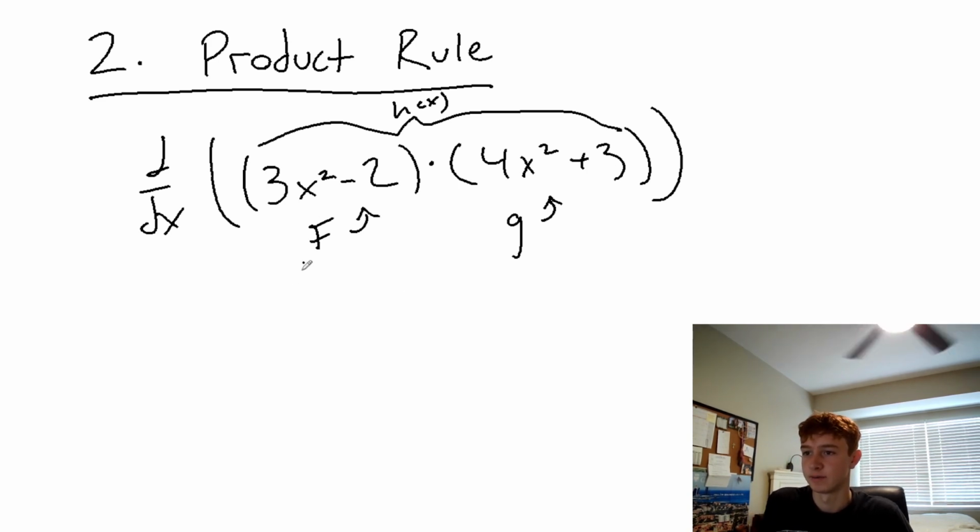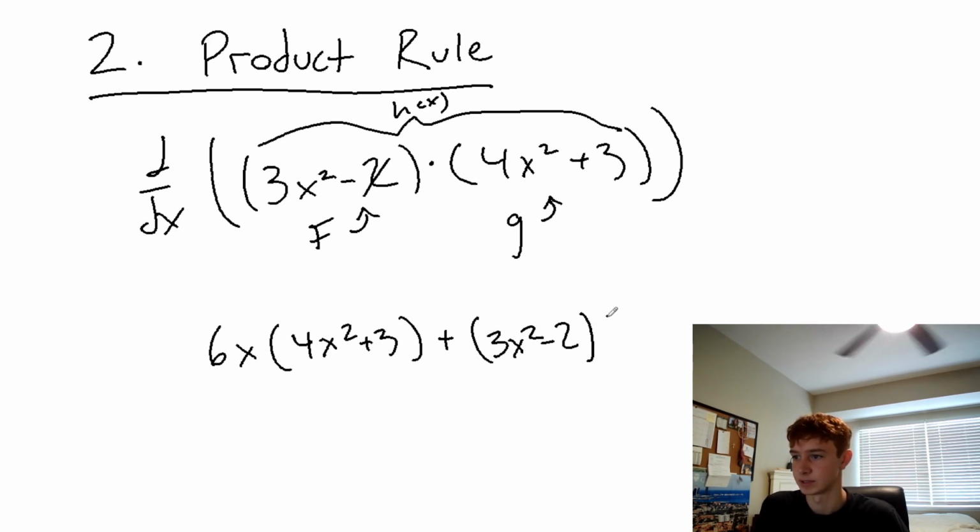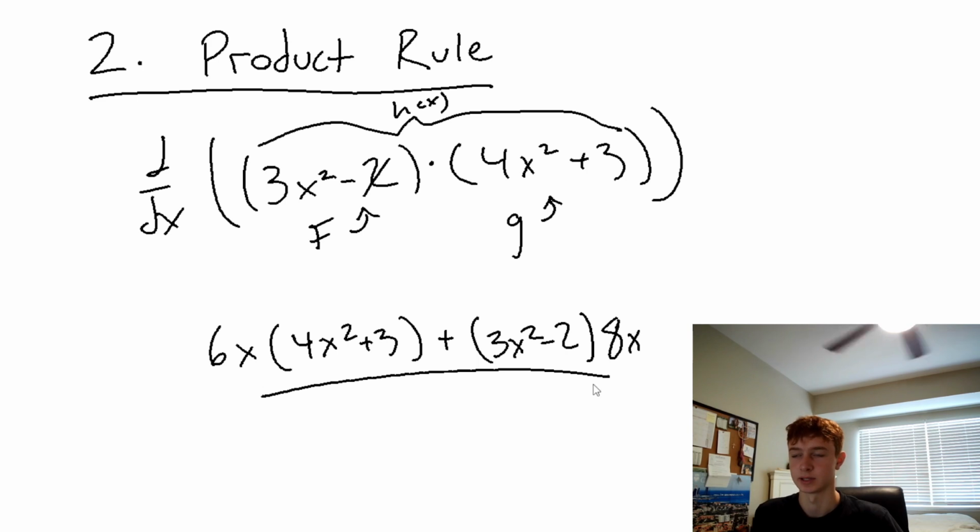First we're going to find the derivative of f, and that comes out to 6x, based on the power rule. And also, to touch on this quickly, whenever you take the derivative of a constant, it's just 0. So 6x times g as it is, so 4x squared plus 3. And then we're going to add that to f as it is, so 3x squared minus 2 times the derivative of g, which is just 8x, because 2 times 4 is 8, and then x to the power of 2 minus 1 is x to the power of 1. So this would be our final answer based on using the product rule.